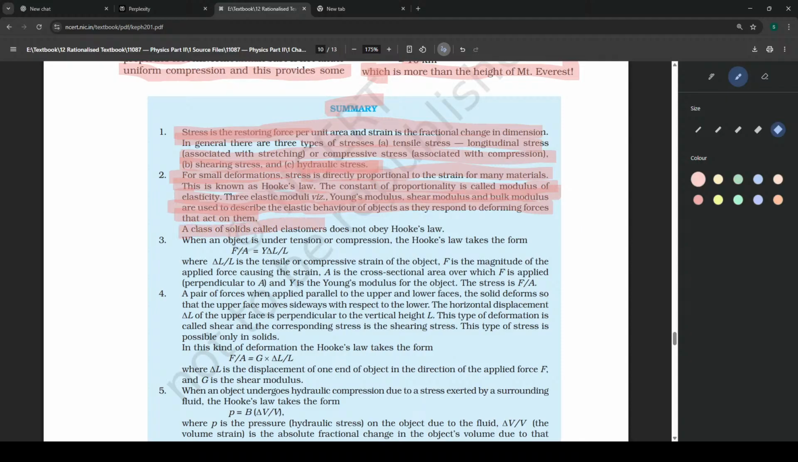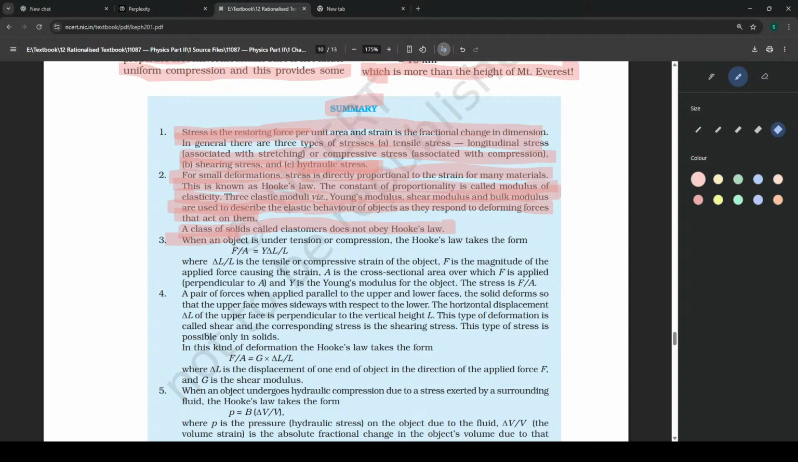A class of solids called elastomers does not obey Hooke's law because they show a large amount of variation in strain with minimal stress, the strain being many times the original size, like rubber or the aorta tissue.